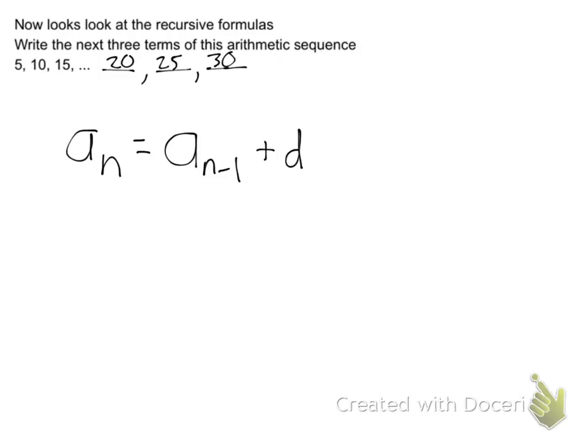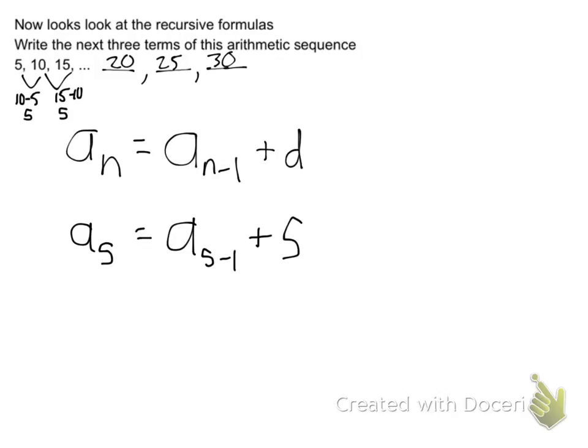Do you see that? I took the term before it, and if I add the common difference, I'll get the next term. Let's test this out. What if I did A5? A5 would be A5 minus 1 plus, wait, what's the common difference of our problem? We didn't do that. Maybe we should. 10 minus 5, 15 minus 10, we end up with 5. So D is 5. Can you guys agree with this?